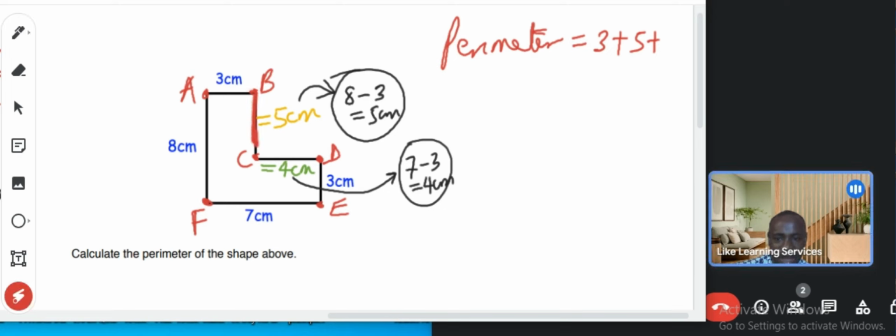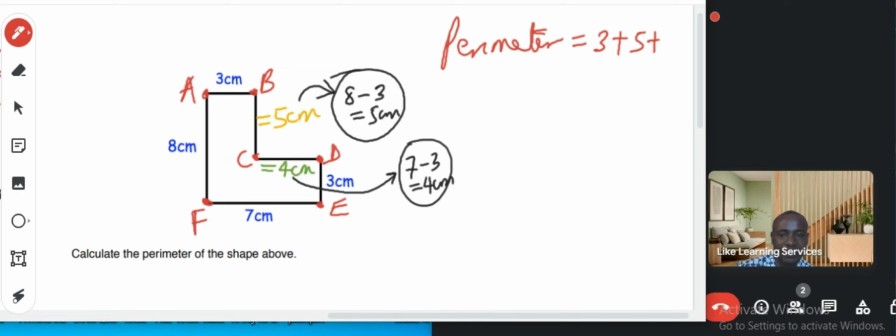Let's add up everything before we give the answer. Perimeter means you walk around: A to B, B to C, C to D, D to E, E to F, and F back to A. So we have written A to B, which is 3, and you have given me B to C, which is 5. Give me the rest.